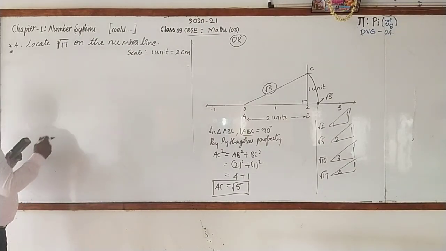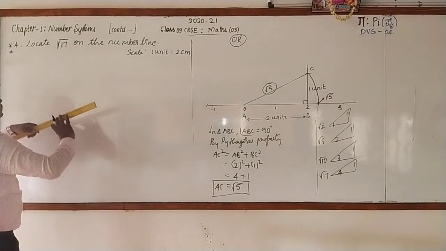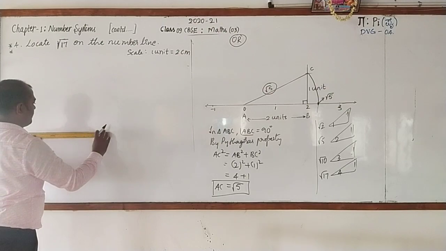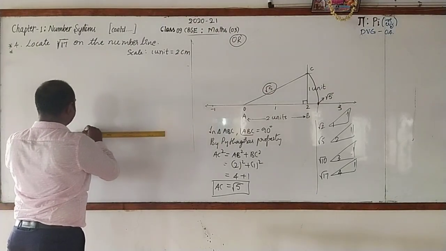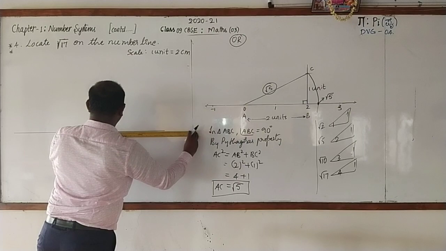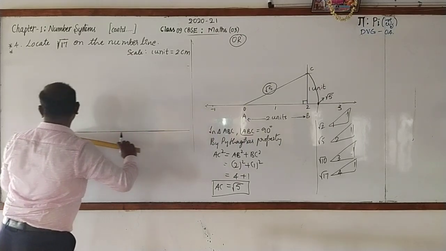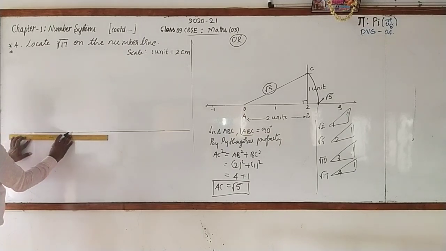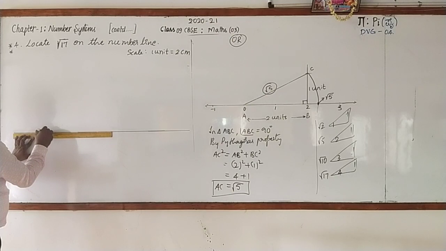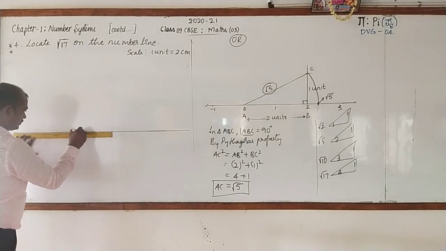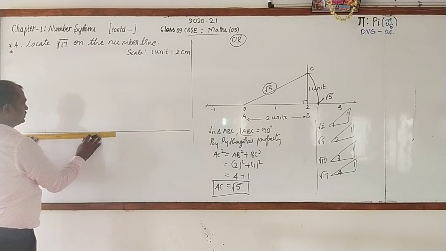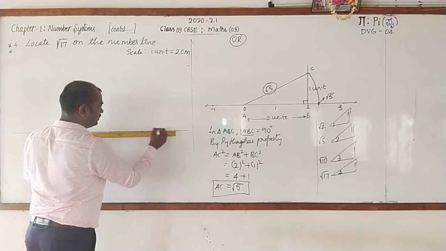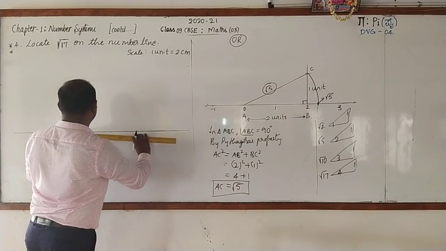Here, first let us draw a straight line and go on marking for every 2 centimeter. I'll start from here. Just keep observing. 1 unit, that's equal to 2 centimeter. Next 2 centimeter, again next 2 centimeter, next and next.